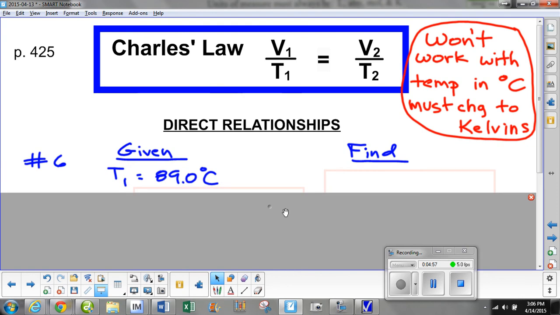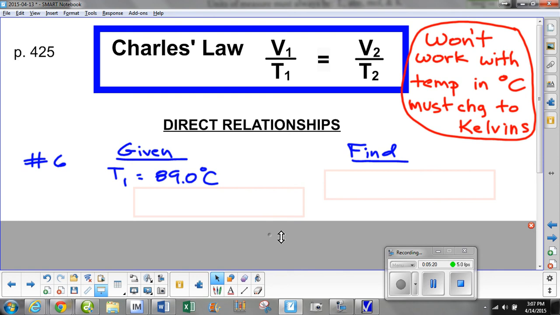When I look at this problem, if you'll turn to page 425 with me now. Page 425, number 6, your first homework problem. You probably want to write this down. Start your homework paper. This is a freebie. As I read this, it says, I have a gas at 89 degrees centigrade. What I do, and I'd recommend that you do, is don't go any further than that. If they give you centigrade, immediately change it to Kelvin.